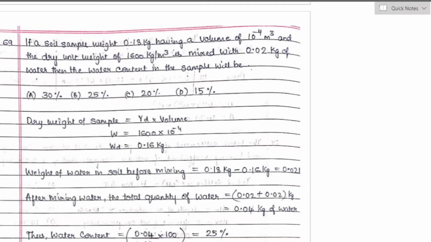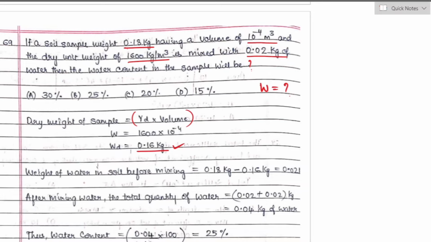Question number 69. If a soil sample weighing 0.18 kg, having a volume of 10 to the power of minus 4 meter cube and the dry unit weight of 1600 kg per meter cube, is mixed with 0.02 kg of water, then the water content in the soil sample will be. So we have to find the water content of the soil sample. So let's first find the dry weight of the sample, which is the product of dry unit weight multiplied by its corresponding volume. So the dry weight of the sample will be 0.16 kg.